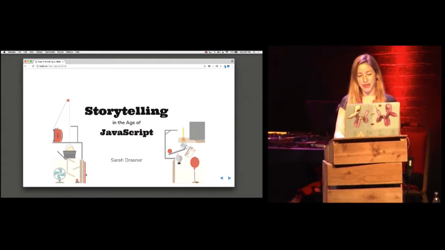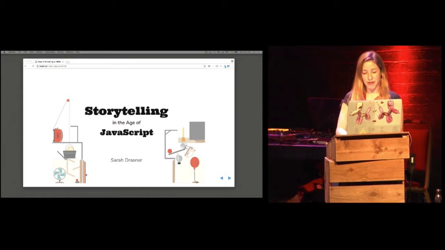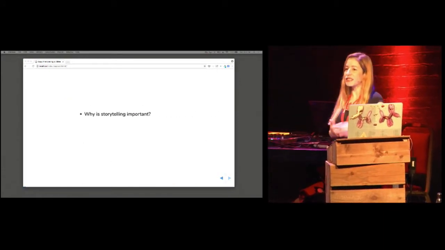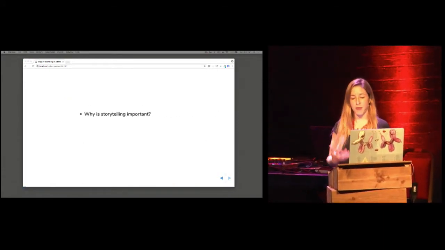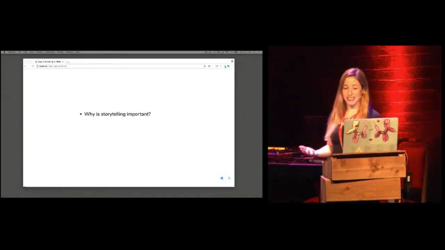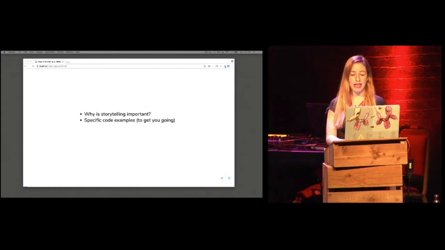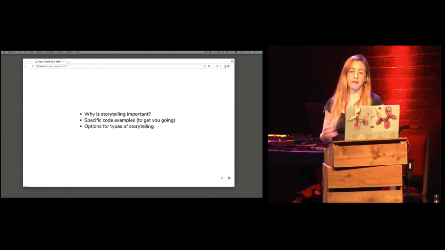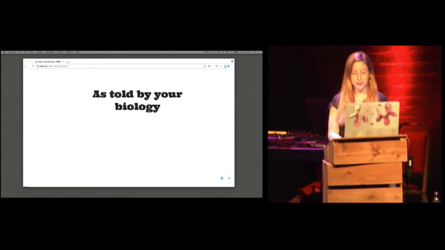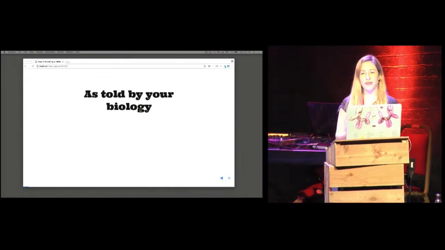So without further ado, we're going to talk today about why storytelling is important and why we're even discussing it at all. We'll go over some concrete examples to get you going, and we'll talk about some general options for tooling on the web. So why is storytelling important?